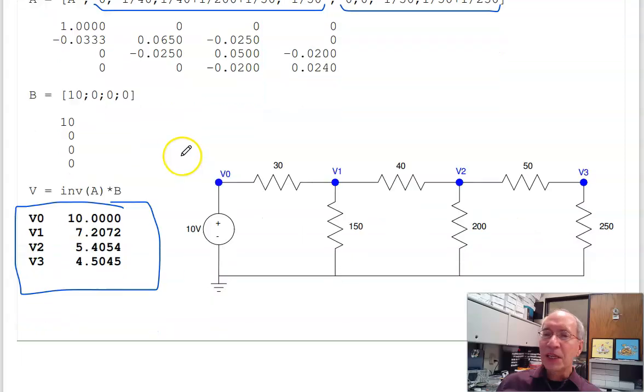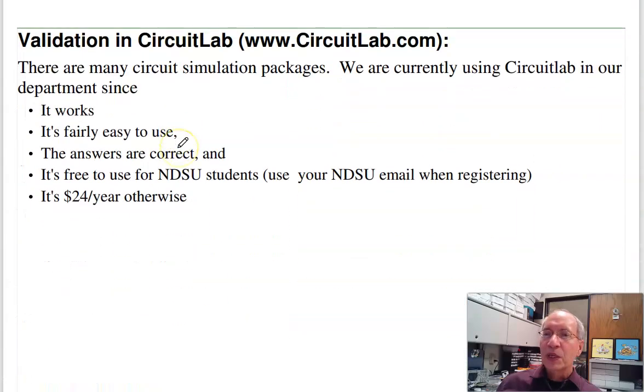Next, I'd like to check my answer. A good way to check your answer is to go to Circuit Lab. We use Circuit Lab; there's many others. Circuit Lab is just darn friendly. It's really cheap too, 24 bucks a year. Really cheap for students because you get it for free.